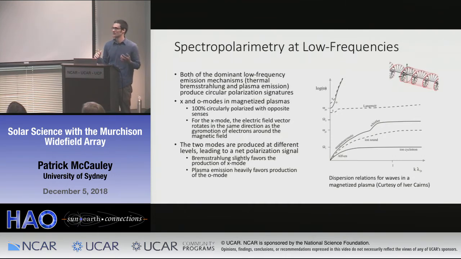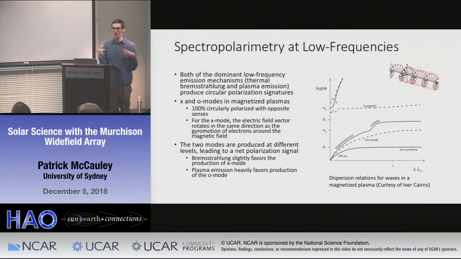Circular polarization is when the electric field vector of your wave is rotating in a direction that's perpendicular to the direction of travel. For the X mode, the electric field vector is rotating in the same direction as the gyro motion of the electrons around the magnetic field.